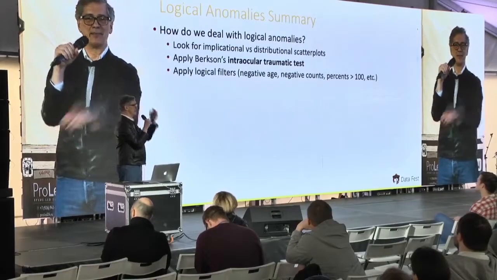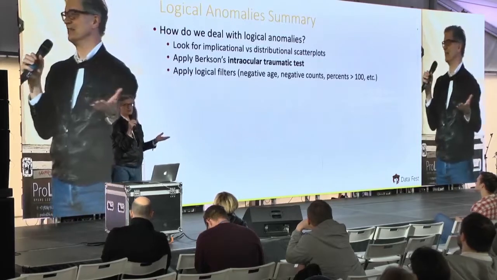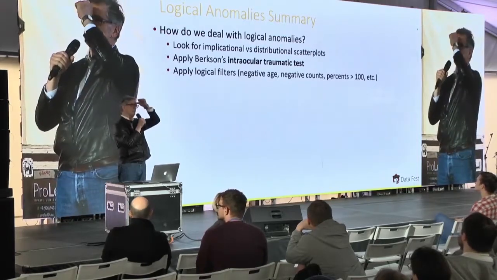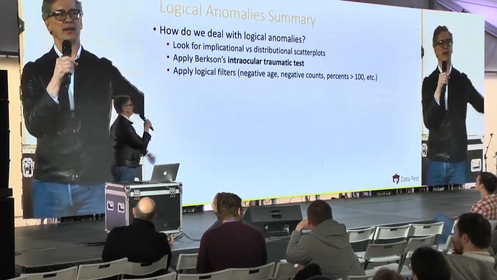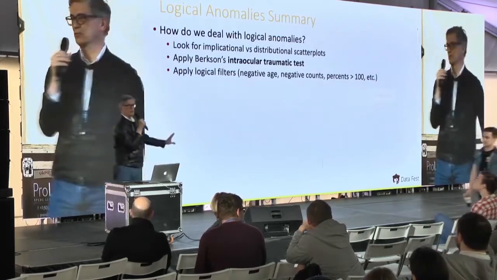All right, how do you deal? Well, that's obvious. You look for scatter plots like that. You also apply Berkson, who's one of the inventors of logistic regression, way back in the 20s, I think it was, the intraocular traumatic test. Does that make any sense to you? He was joking, of course. You got hit between the eyes with something so bizarre, you realize something's wrong here.